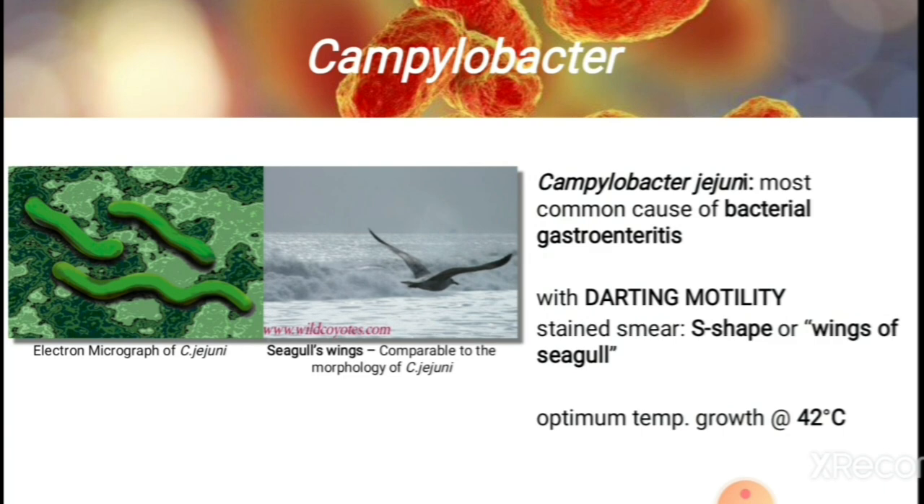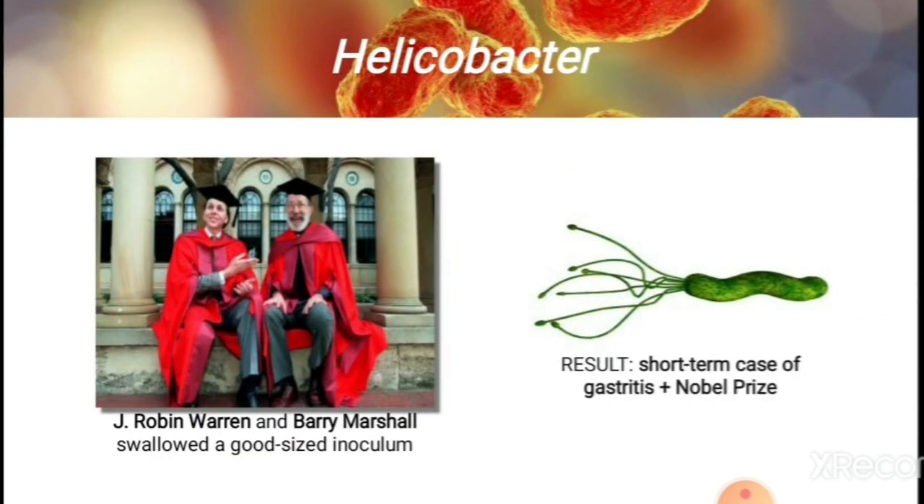On the left side of the photo is an electron micrograph of Campylobacter jejuni. And on the right side of the photo is a seagull. The seagull's wings are said to be comparable to the morphology of Campylobacter jejuni. They also show darting motility. On a stained smear, they are S-shaped, or like wings of a seagull. The optimum growth for Campylobacter jejuni, which is the most common cause of bacterial gastroenteritis, is at 42 degrees Celsius.